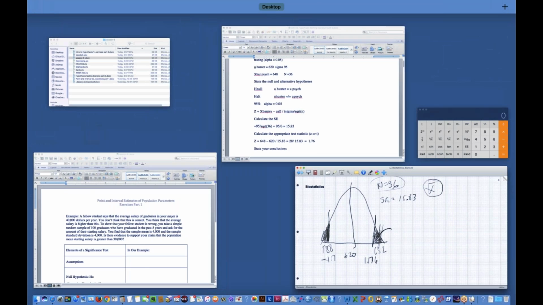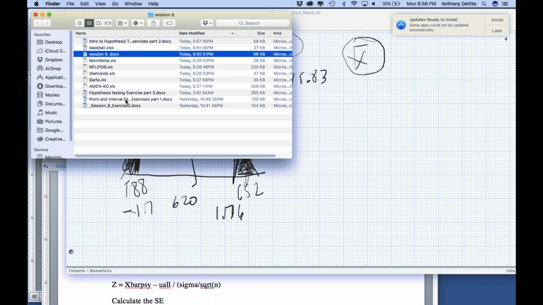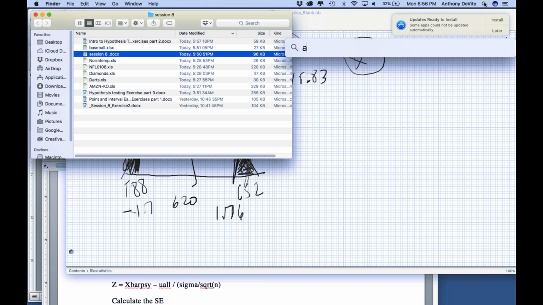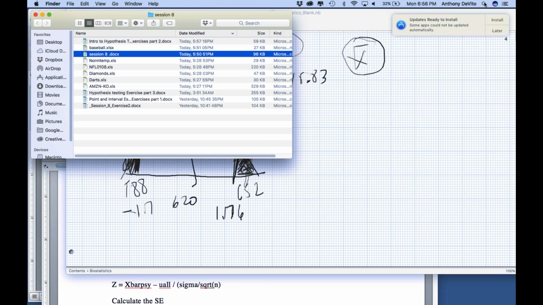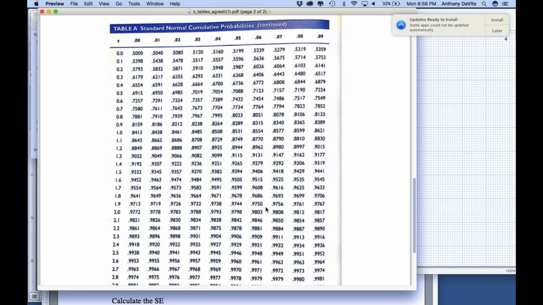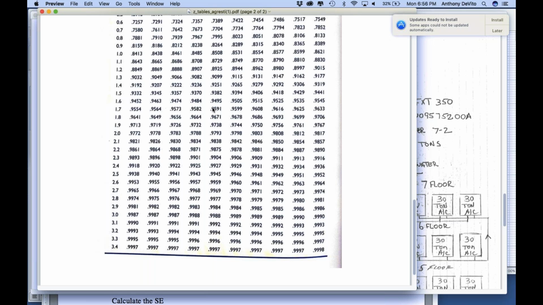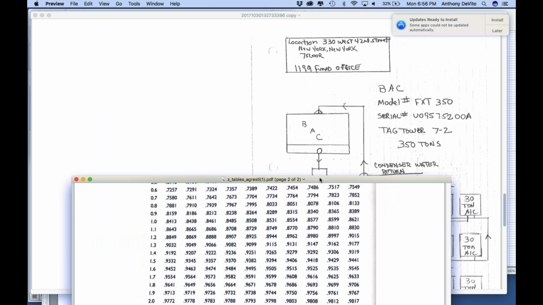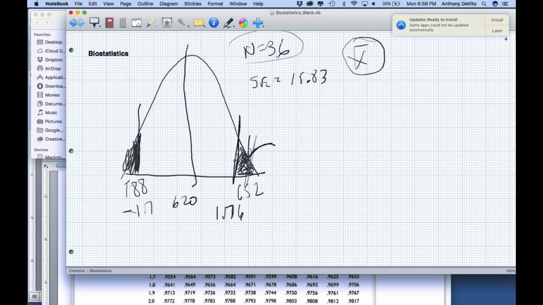Okay, well, I can go to my Z table, right? Let me find my Z table. I think I got it there somewhere. Okay, here's my Z table. Okay, 1.76, 1.7, 0.06. Well, 96.08, 0.9608. So this area to the left is 0.9608. So that leaves 0.0392. Am I right? I think I'm right. 0.0392.